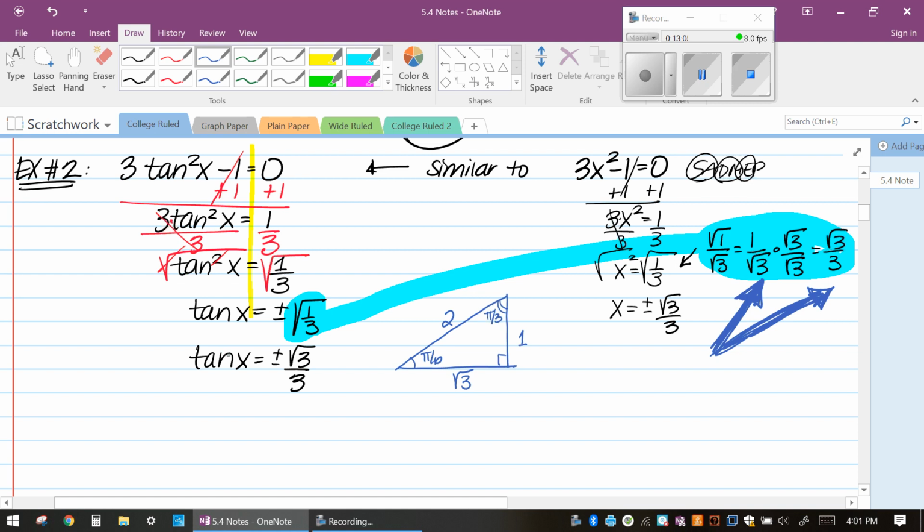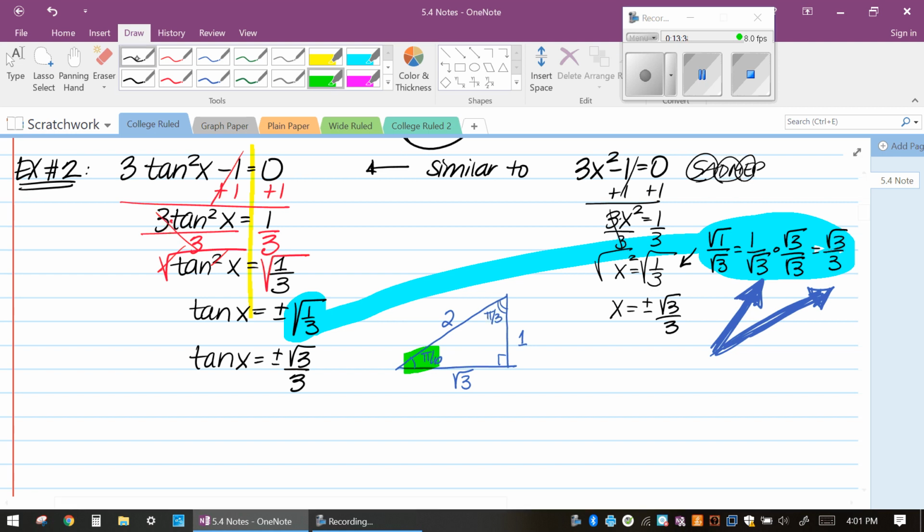So tangent is opposite over adjacent. Which of these angles, pi over 6 or pi over 3, would allow me to get root 3 over 3, aka 1 over root 3? For opposite over adjacent, well, let's check. Pi over 6, opposite over adjacent would be 1 over root 3. Perfect. That's what we need. Remember, the square root of 1/3 is the same as 1 over root 3. So that means that we're going to use pi over 6 as our reference angle.